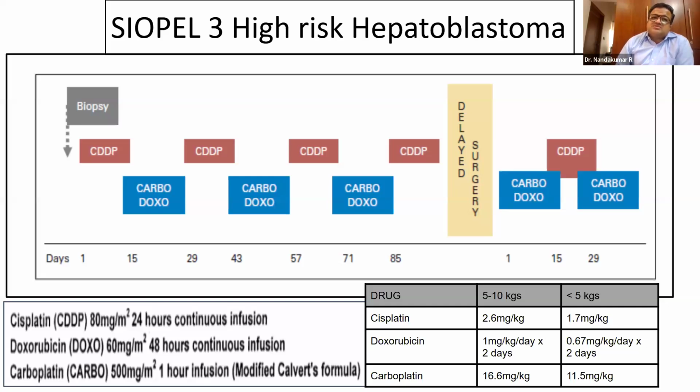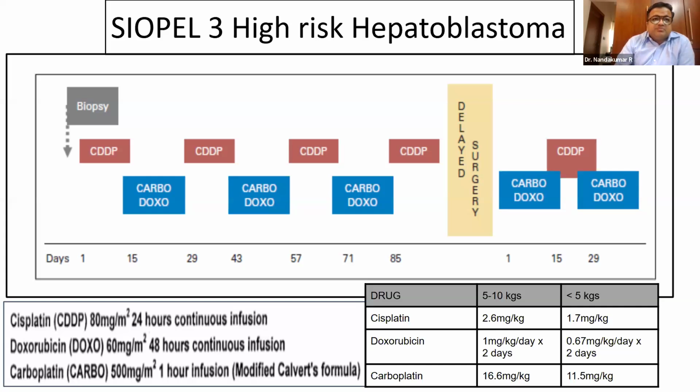Sometimes we do get patients with congenital hepatoblastoma or in the early infancy. So for all these children, this dosing is very important. Now, coming to cisplatin, less than 10 kilograms, it is 2.6 milligram per kilogram, and less than 5 kilograms, it is 1.7. So the protocol itself says that you start with 1.7 milligram for a child less than 5, and if they tolerate subsequently, you can also increase to 2.6.